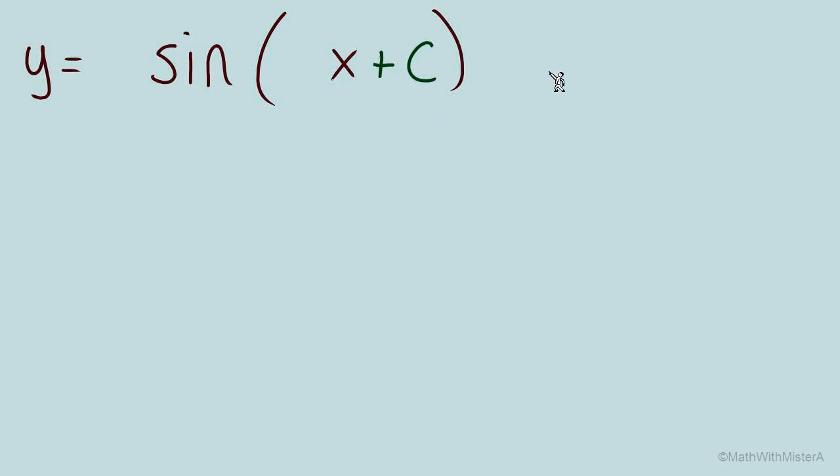Like our d transformation, when it was positive we shift up, when it's negative we shift down. That makes sense to me. But when we're addressing the variable inside the function, it works opposite. Add c, shift c units to the left. Subtract c, shift c units to the right.